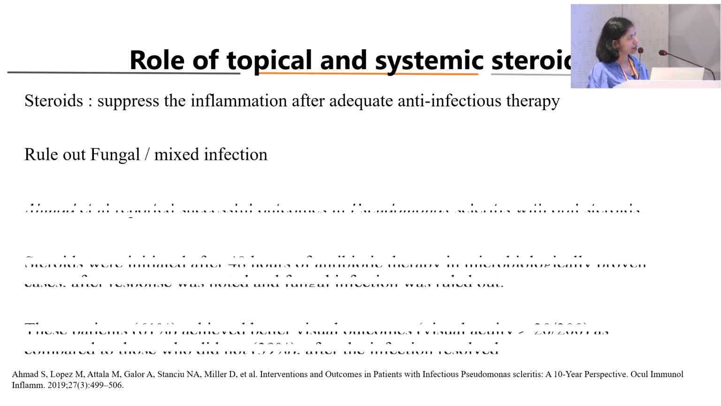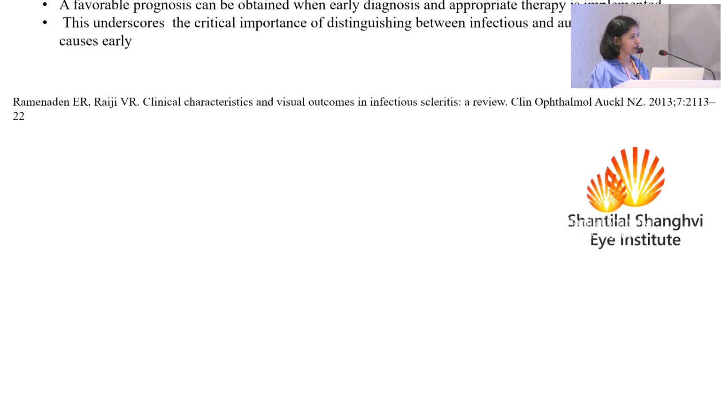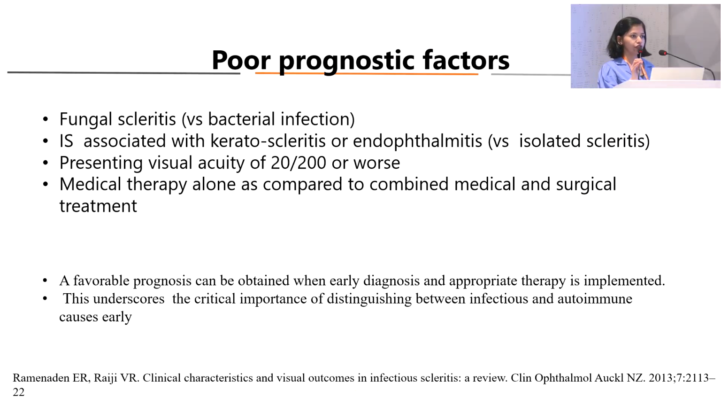So I'll skip this. At the end, I want to conclude that it is important to differentiate between immune-mediated and infectious scleritis. Infectious scleritis often presents as immune-mediated, and most of the time the patient doesn't give any history of trauma, or there is no obvious sign of infection or a corneal lesion, so we should be very careful and meticulous in screening, and repeated biopsies might be required to come to a diagnosis. Thank you.